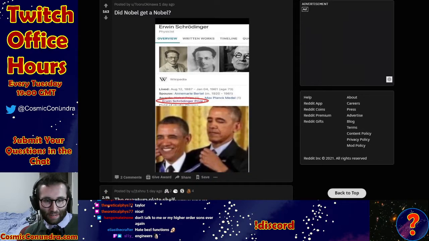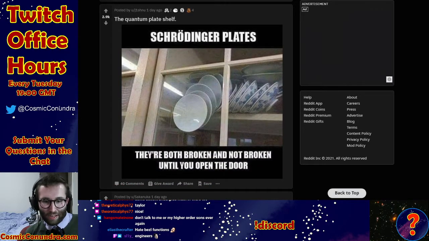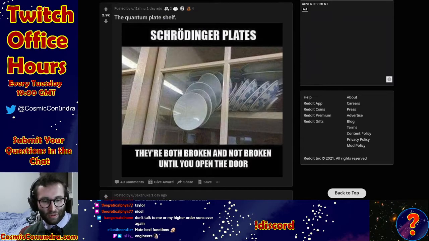Did Nobel get a Nobel? Erwin Schrödinger won the Erwin Schrödinger Prize. I'm assuming it must have been the first Erwin Schrödinger Prize, or if not, that would have been a bit weird. Like the inaugural one or something. Schrödinger's plates. They're both broken and not broken until you open the door. Fair enough. True.